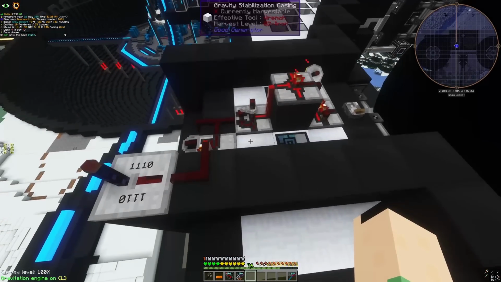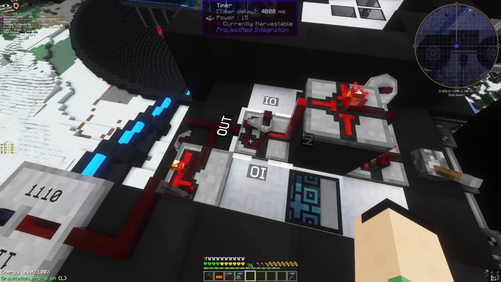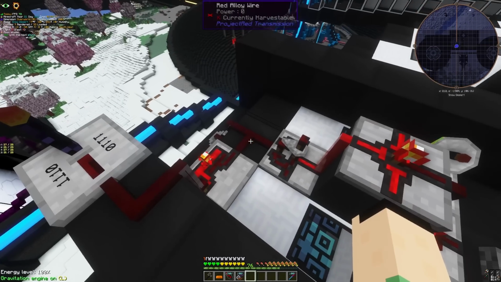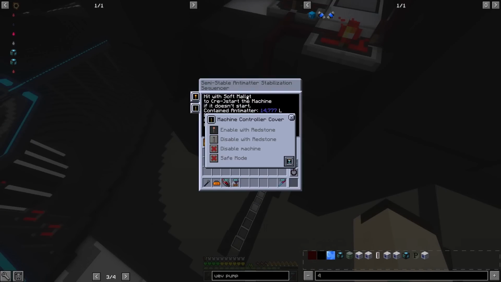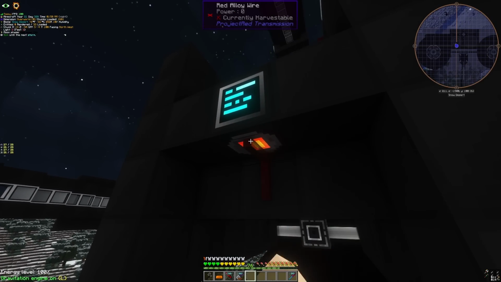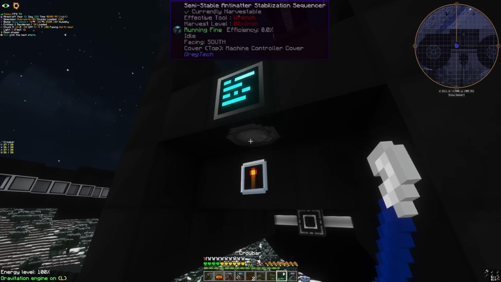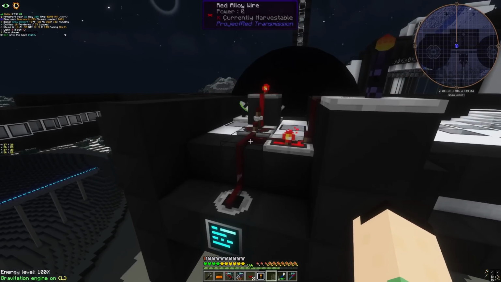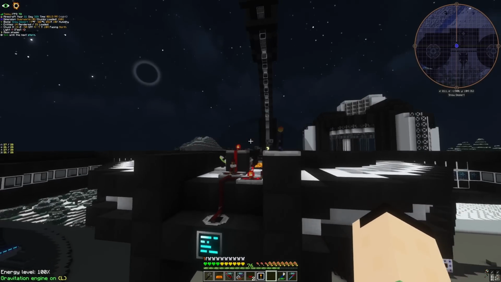And what I've done here is everything starts with this timer. Timer is set to 4 seconds. That means every 4 seconds, a pulse is sent out into this red alloy wire. 1/2 of the pulse goes into the machine controller and just turns it on. I'm now realizing I have an activity detector cover at the bottom that I'm not using at all. This is part of a different idea, so that's not supposed to be there. Anyway, every 4 seconds, this pulses on and does a 1 second cycle of its craft.